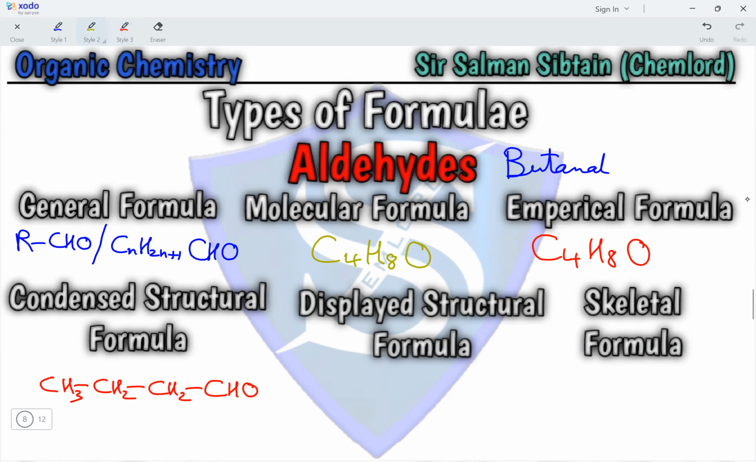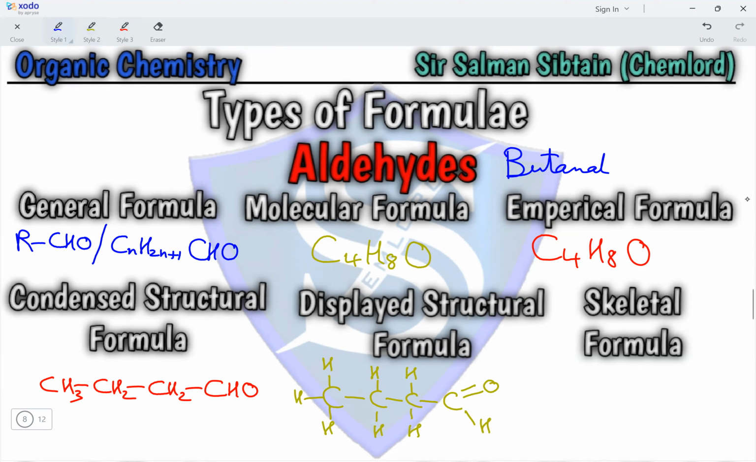The displayed structural formula would have four carbon atoms placed in a straight chain with a double bond O and a single bond H present on the carbon atom that is part of the functional group. Three hydrogen atoms are present at the terminal opposite to the functional group, and the middle two carbon atoms would have two hydrogen atoms each placed on them. So this completes the displayed structural formula of butanal.